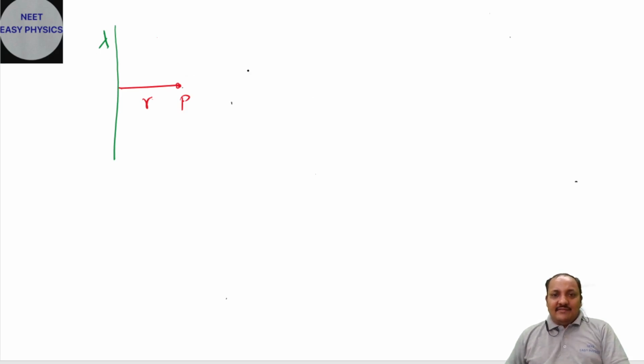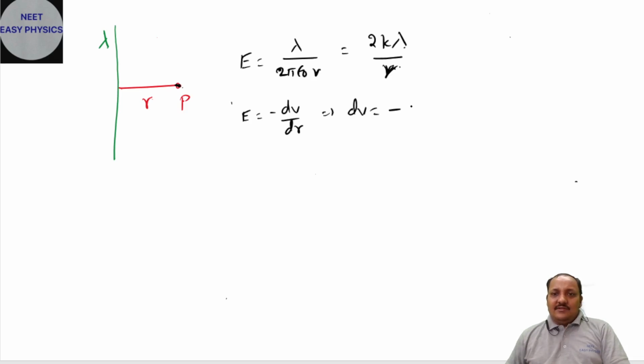Due to a linear wire, what formula did we say? E is equal to lambda by 2 pi epsilon naught R, otherwise 2K lambda by small r, correct? This is the formula. Now, if you want to find potential here, we came to know E is equal to minus dV by dr. So, dV is equal to minus E dr.